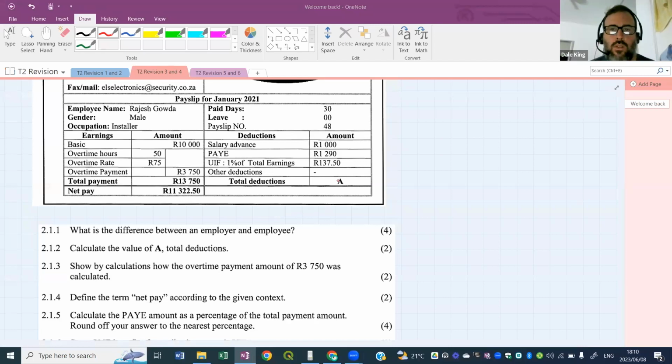Katlejo is going to let us know. Katlejo, how are you? Hello, sir. I'm good, and you, sir? Good, thank you. What should we do here? How do we find the value of A? I'm going to add all the amounts. Excellent. Thank you very much, Katlejo. So we need to add up the salary advance, the PAYE, the UIF to get the total deductions. Well done. You guys know what to do. All right, so go ahead and add it up.